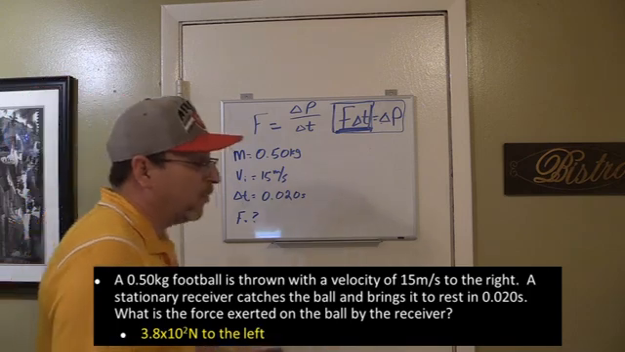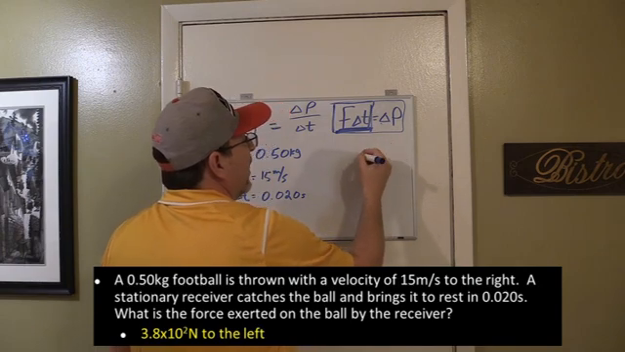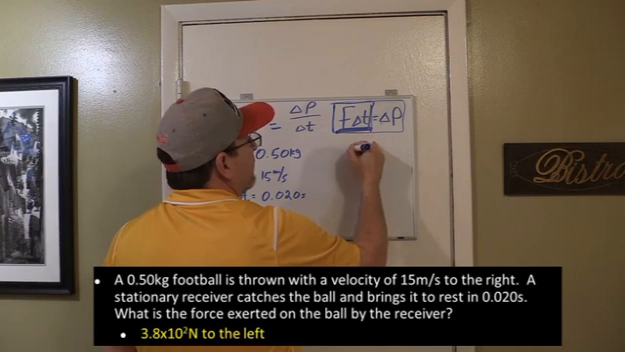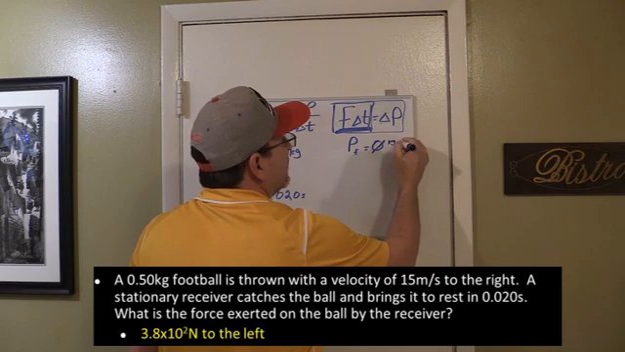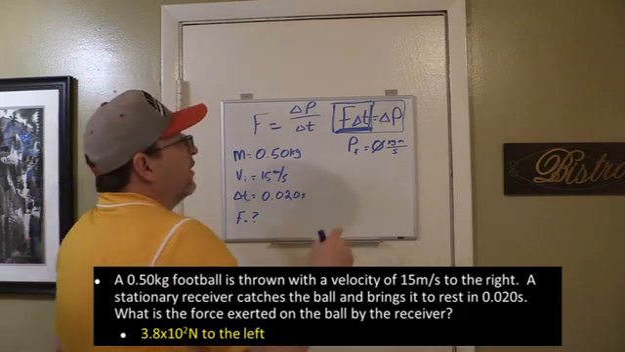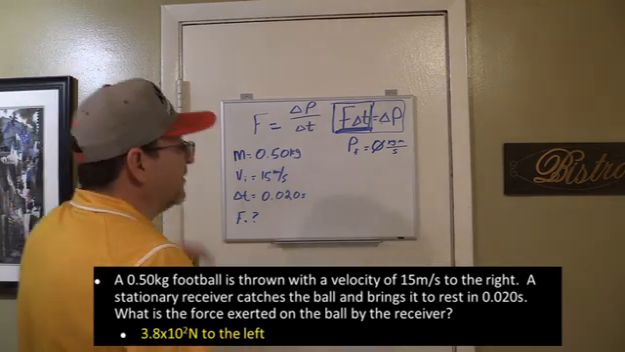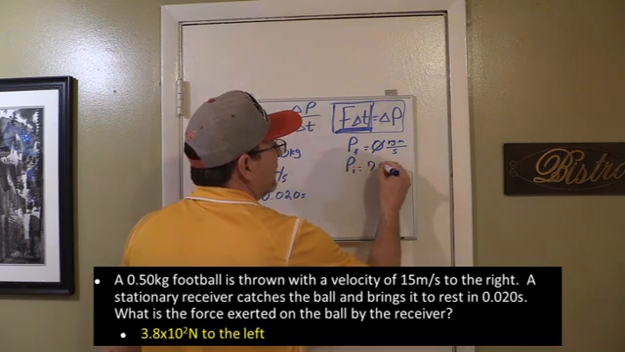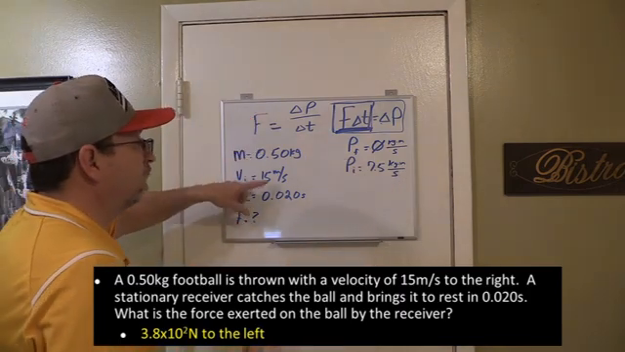Now with this one, the one thing we can think of is our change in momentum. We know the final momentum is going to be 0, because they're catching the ball and it's going to stop. Then the initial momentum is mass times velocity, 0.5 times 15, which is 7.5 kilogram meters per second.